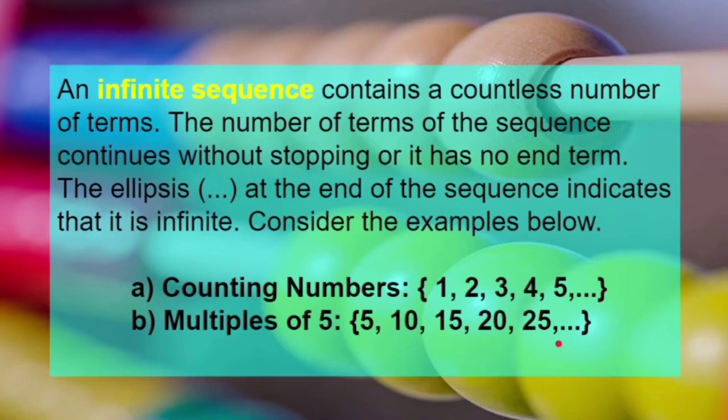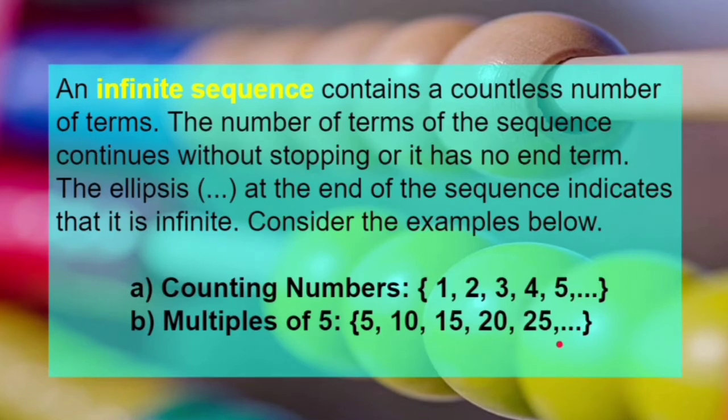So remember, for a finite sequence, there is a definite number of terms, while an infinite sequence has a countless or infinite number of terms. A finite sequence has a last term, while an infinite sequence does not stop, so it has no last or end term. Okay, let us have another example.